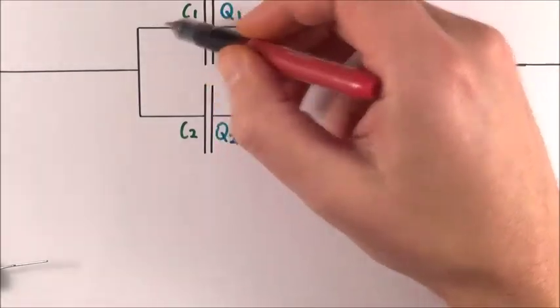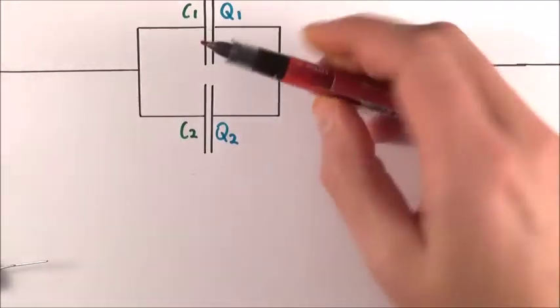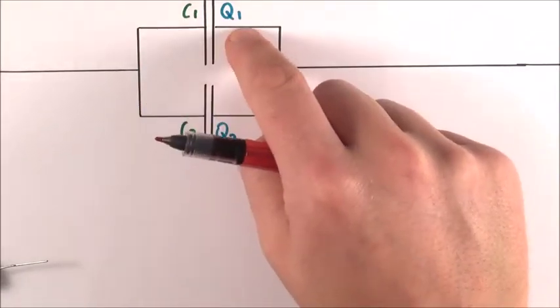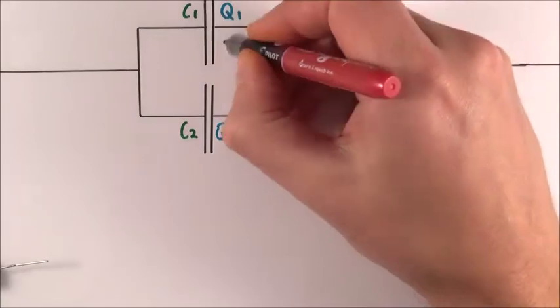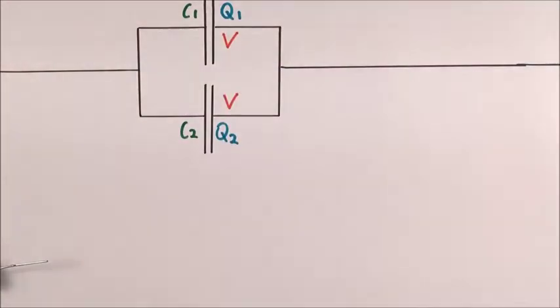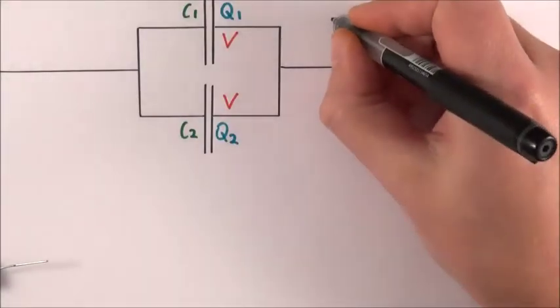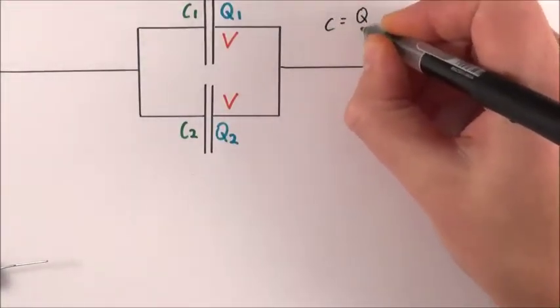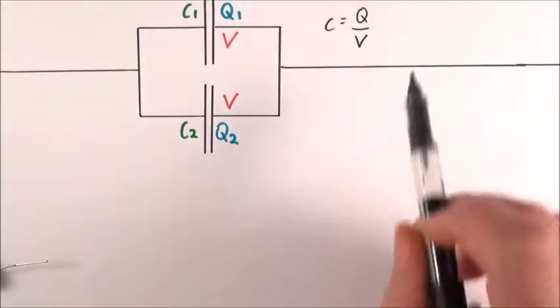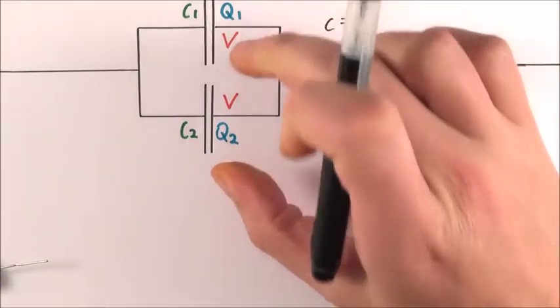And because these are in a parallel part of the circuit, if we think about Kirchhoff's second law, then this must have the same potential difference across it as this part here. So this has a potential difference across it of V, as does this one here. Now there's an equation within the last video that says capacitance is equal to the charge stored per unit potential difference. And we can use this equation and this information here to work out the combined capacitance of these two capacitors.